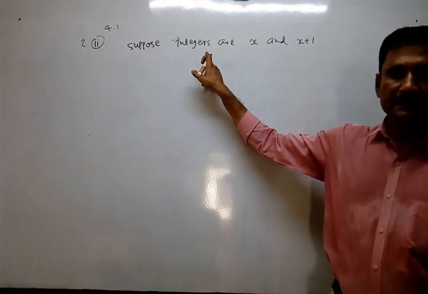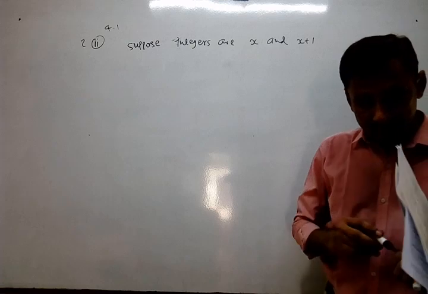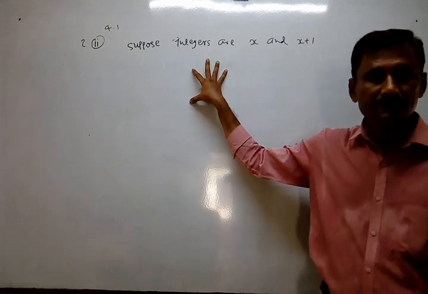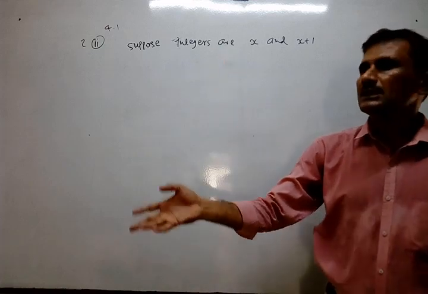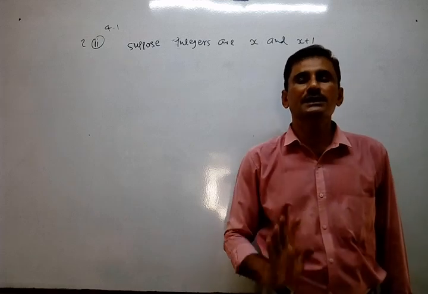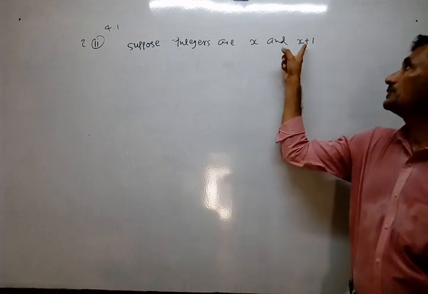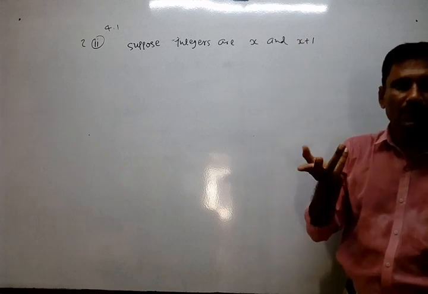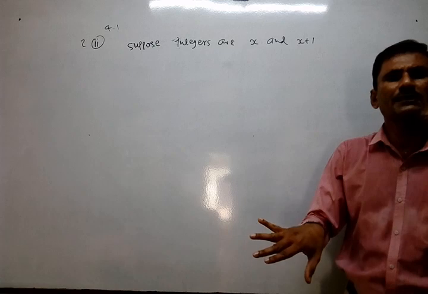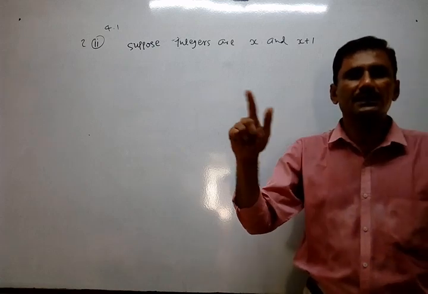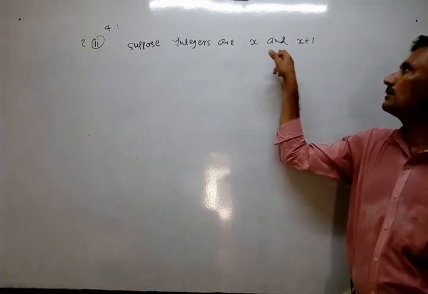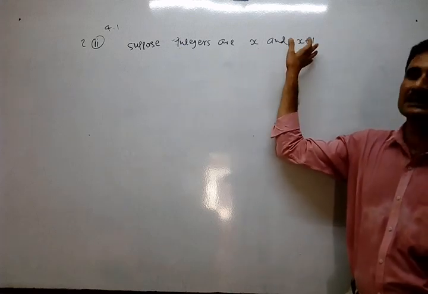Suppose they tell us consecutive odd numbers or consecutive even numbers. Suppose two consecutive odd integers or two consecutive even integers are given. At that time, the gap should be 2. Why? 5 then 7, 7 then 9, so the gap is 2. If even, then also a gap of 2. Suppose 10 then 12, 12 then 14. You understand? But here, no odd, no even, only consecutive positive integers, so x and x plus 1.